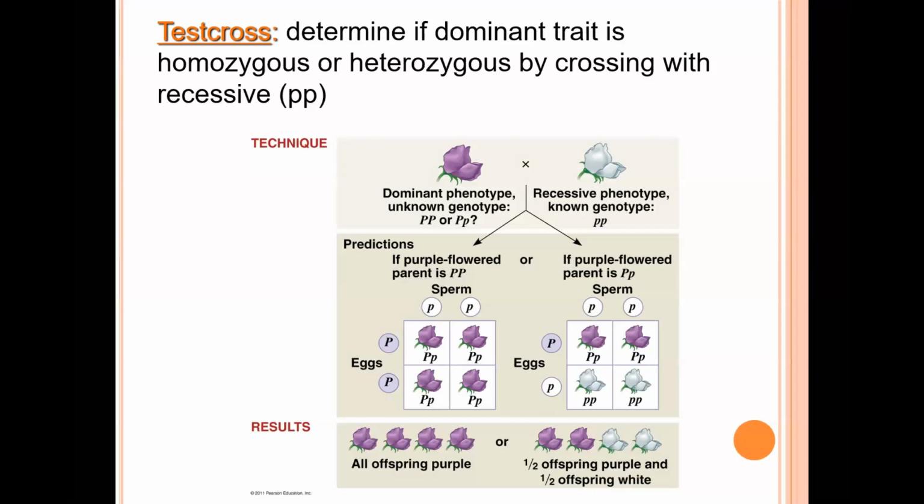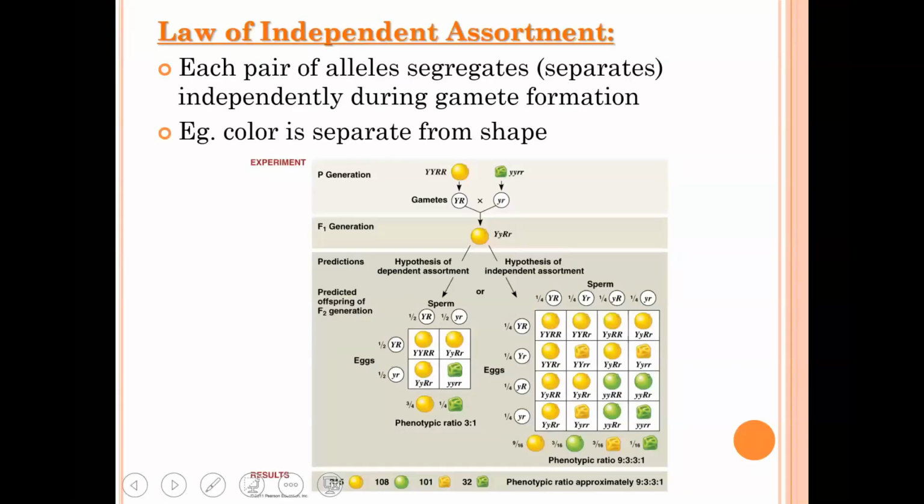Okay, so we know about test crosses now. Law of independent assortment. Each pair of alleles is going to segregate separately, independently from each other. That means that no traits are linked together. So let's say the gene for hair color and the gene for eye color, they are not inherited together, supposedly. At this point in time, when Mendel was figuring out genetics, he believed no traits are inherited together. So no 2 traits are ever connected together.